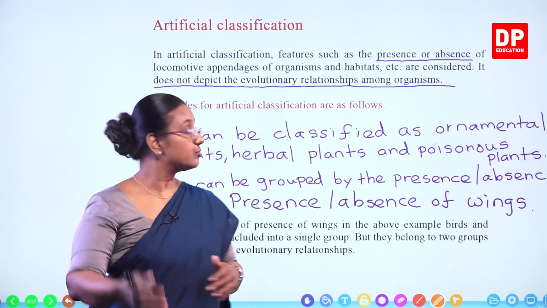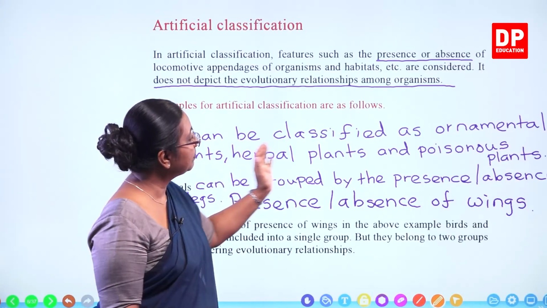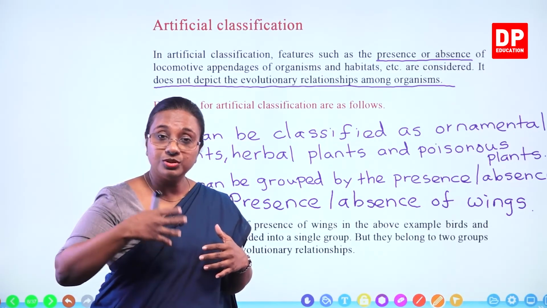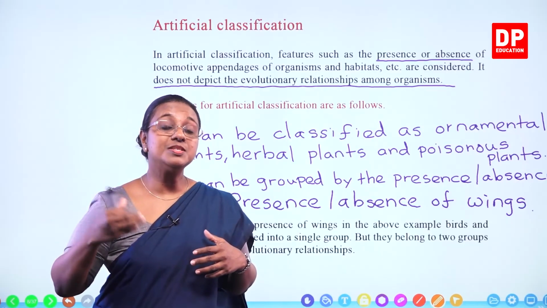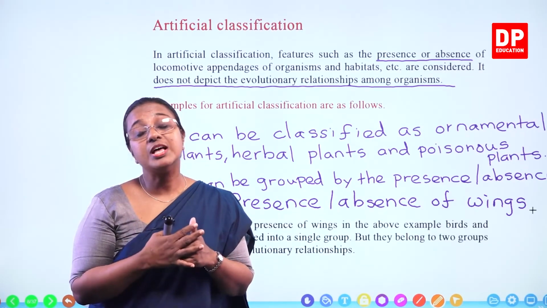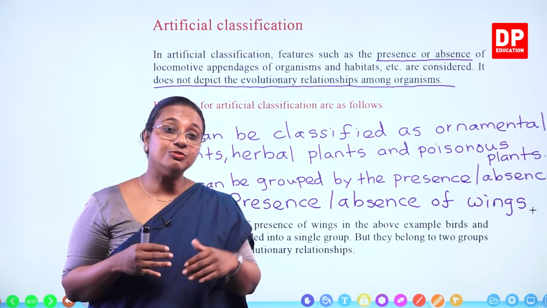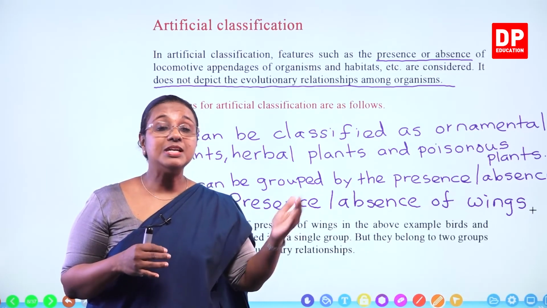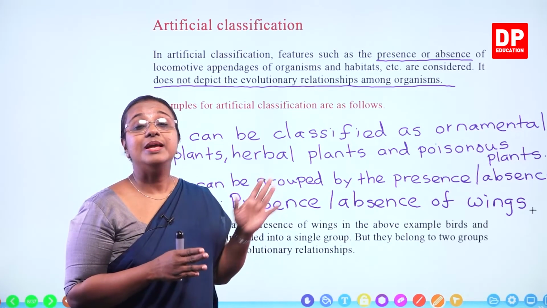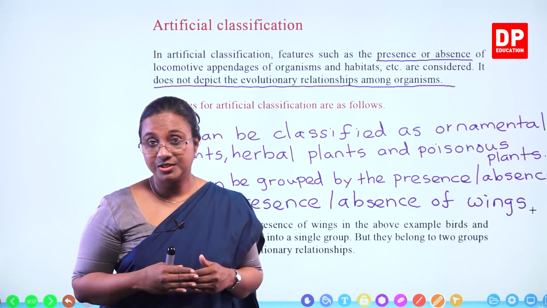The same goes for plants as well. As I told you, ornamental plants, herbal plants and poisonous plants. The same plants can come into 2-3 different groups. Sometimes the plants of the different groups will have a very close relationship. So that is why scientists had the need to go for a systematic scientific classification. And that is why we need to understand the natural classification.